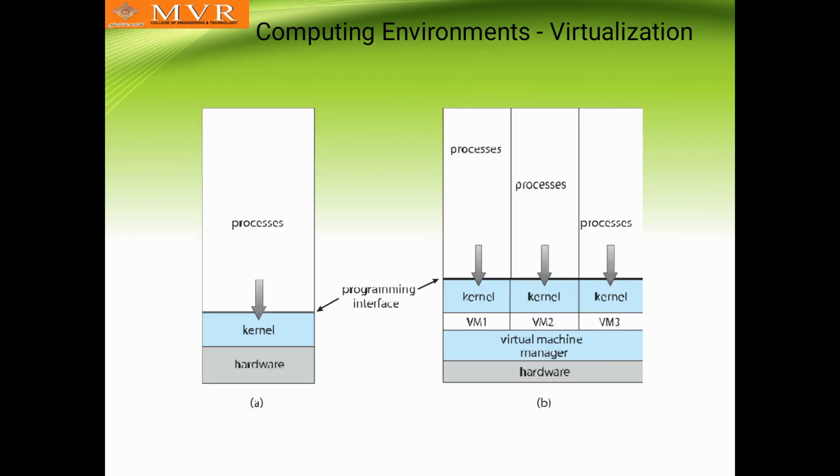Computing environment and virtualization. See this example in picture A. There are the process, kernel and hardware parts. If the program is run as in B, then it will be divided into sub-processes or sub-programs or threads. Then every kernel will do the processes concurrently by using a virtual machine manager in hardware.